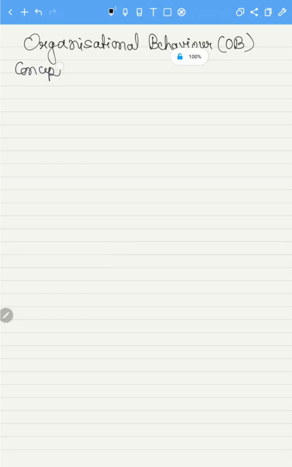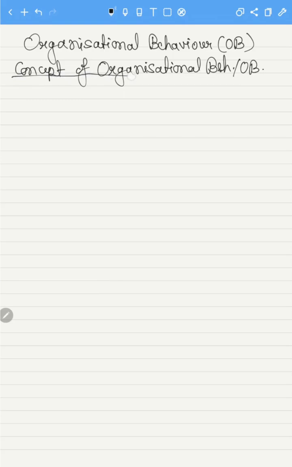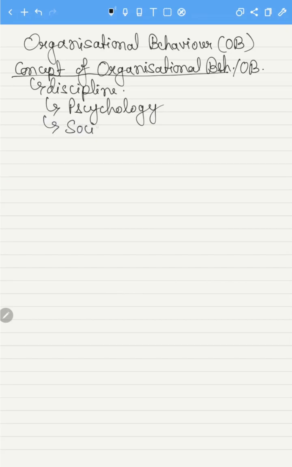First, we will see the concept of organizational behavior, or OB. OB is not only a discipline but an integrated study of three behavioral sciences, that is psychological, sociological and anthropological. In a literal meaning, it's a discipline. We will study three branches related to human behavior here. One is psychology, sociology and anthropology.